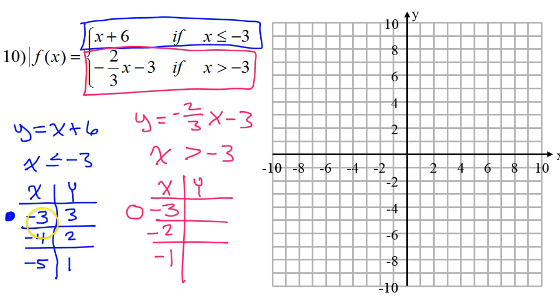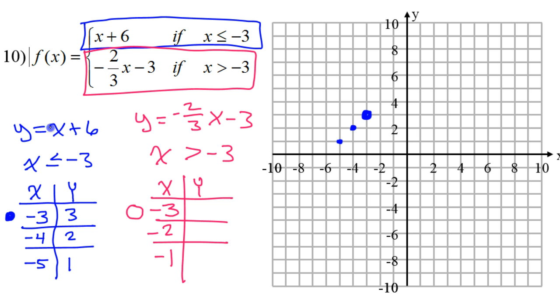So let's plot these points. So I've got -3, comma, 3. So that would be right here, and like I said, we'll make that a closed circle. Now -4, comma, 2 would be here, and -5, comma, 1 would be right here.